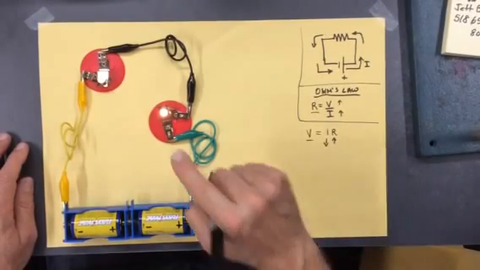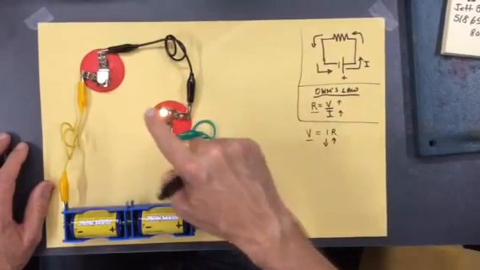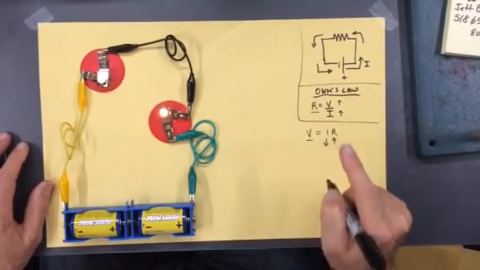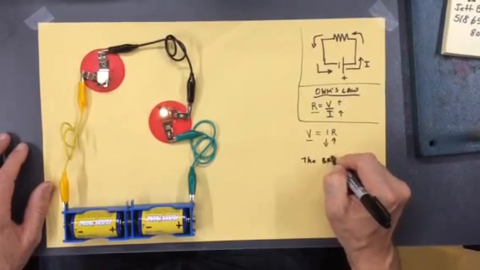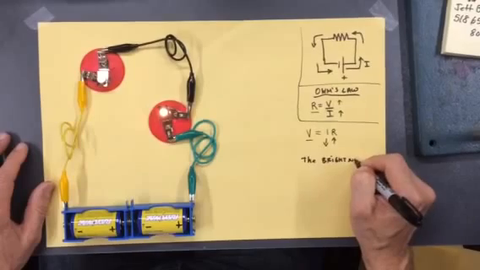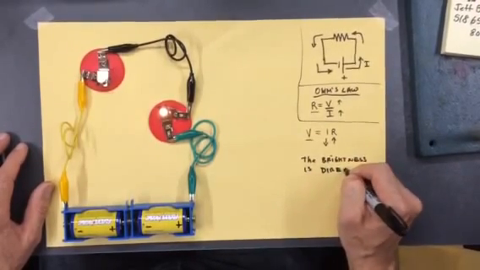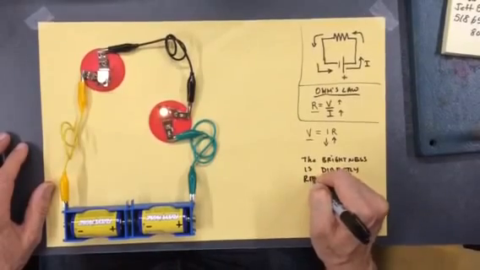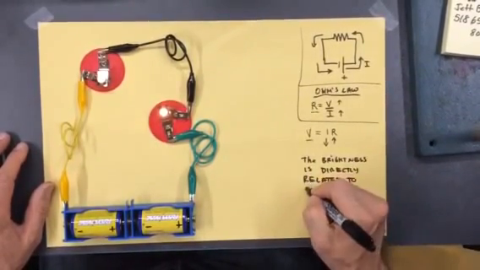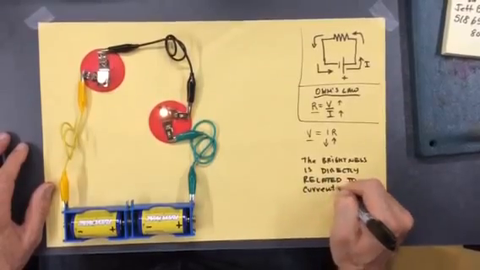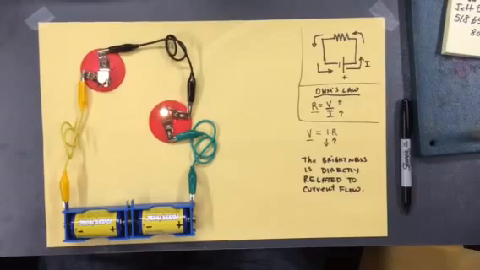So I think by now what I can say is that the brightness of the light bulbs is directly related to the current in the circuit. So the brightness is directly related to current flow, the current flowing through the circuit.